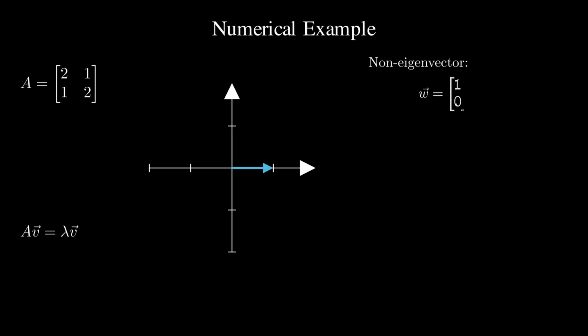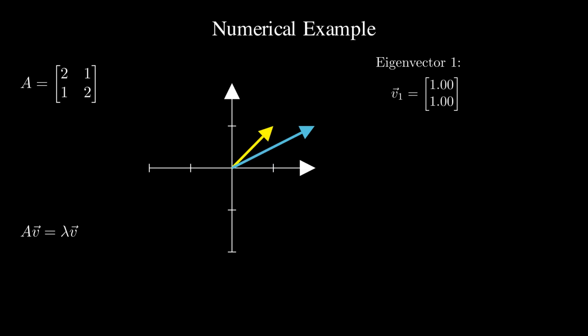First, we consider a vector that is not an eigenvector. Here, we use the unit vector along the x-axis, vector w equal to (1, 0). Notice how this vector is initially aligned with the x-axis. When we multiply this non-eigenvector by the matrix A, both its direction and length change. This behavior confirms that it is not an eigenvector. Eigenvectors, as we will see, only scale without changing direction.